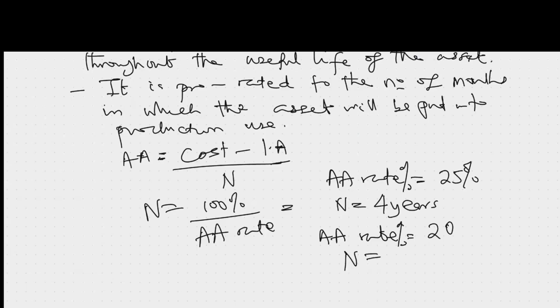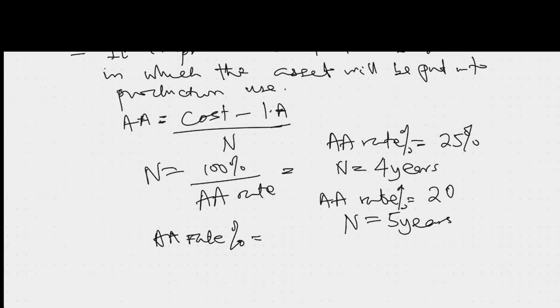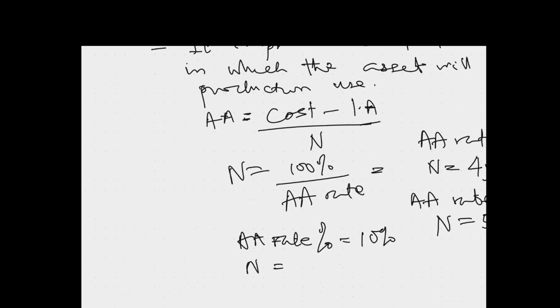If an annual allowance rate is 10%, N will be what, everybody? N will be 10 years. Okay.